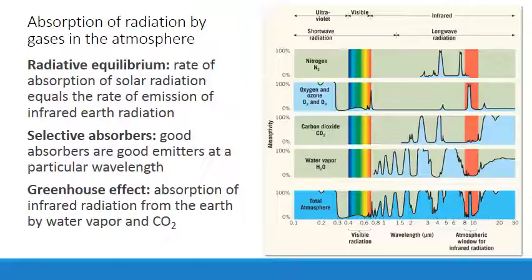But it also shows the effectiveness of atmospheric gases in absorbing outgoing long-wave radiation, which is everything here on the right side. The blue areas represent the percentage of radiation absorbed by the various gases. The atmosphere as a whole is transparent to solar radiation between 0.3 and 0.7 micrometers. That includes the visible band of light.